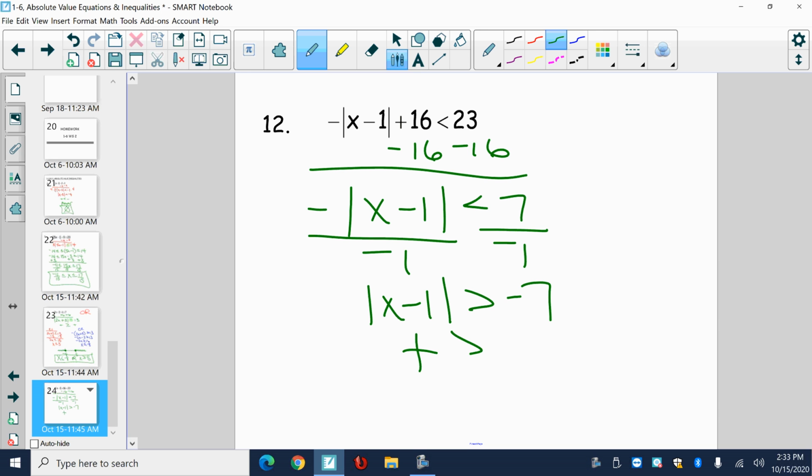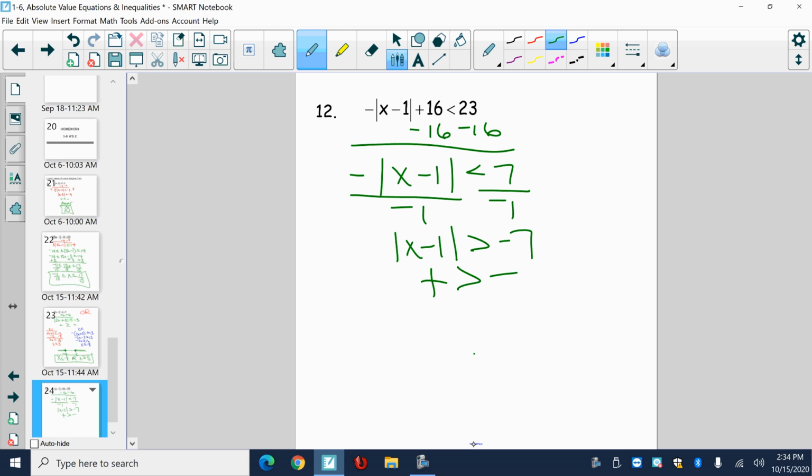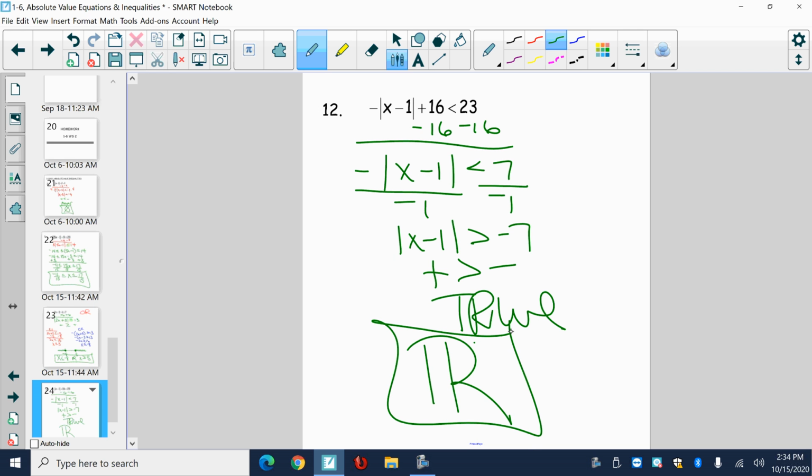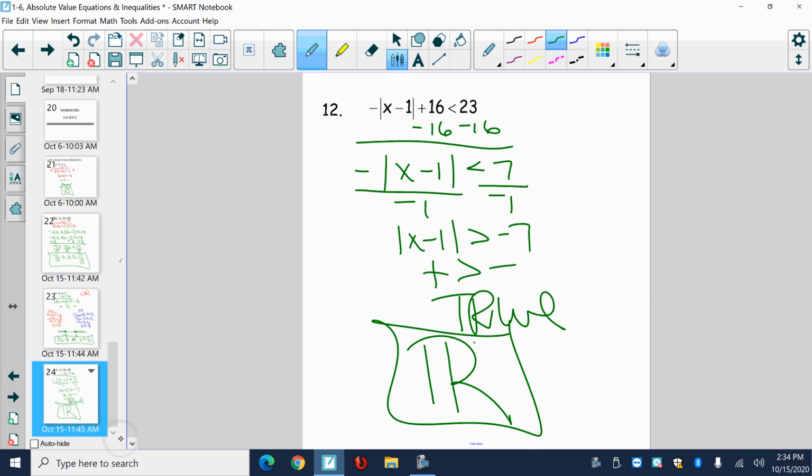When is a positive number greater than a negative number? Is that sometimes, always, or never true? It is always going to be true. So therefore, since it is always true, this is going to be all real numbers. So that is going to be tonight's homework.